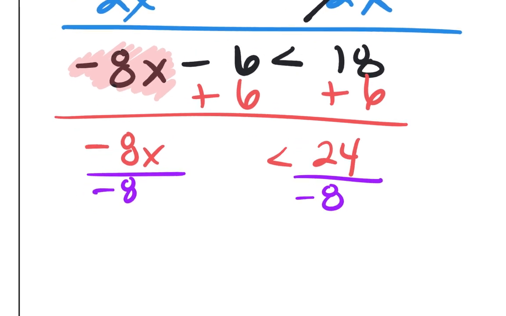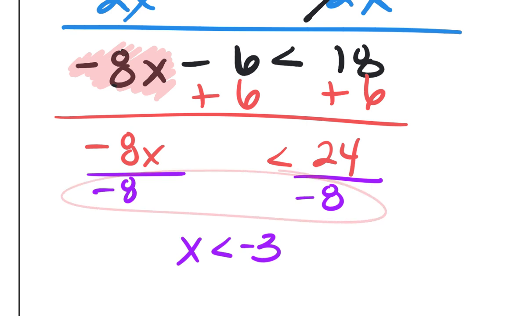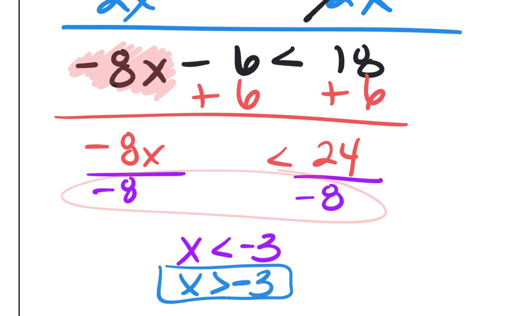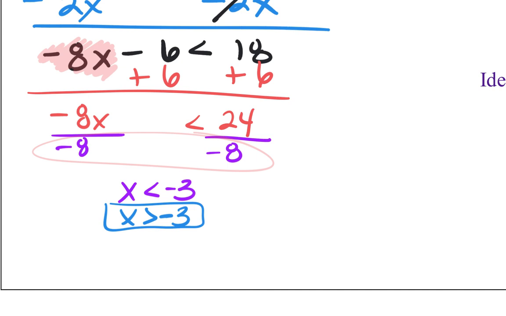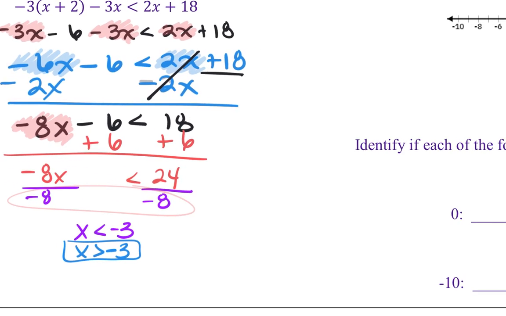So our x is going to be less than -3. But what did we do? We divided by a negative, so the sign just needs to flip. All right, so then this is our answer. So again, try to move the x over to the left side first at the beginning. That way you're not having to rewrite it.